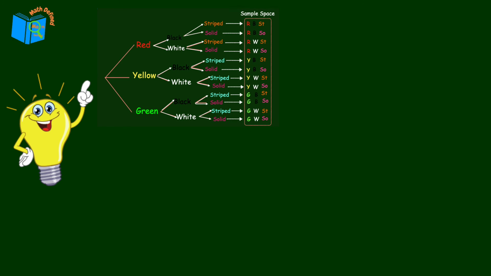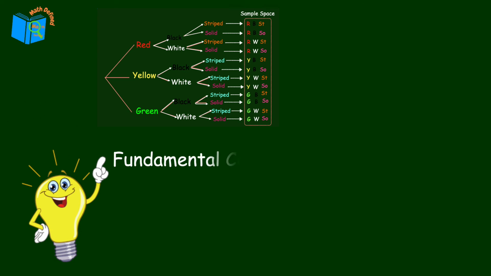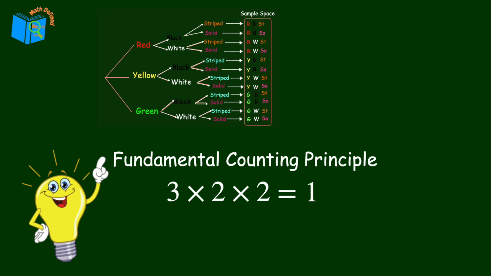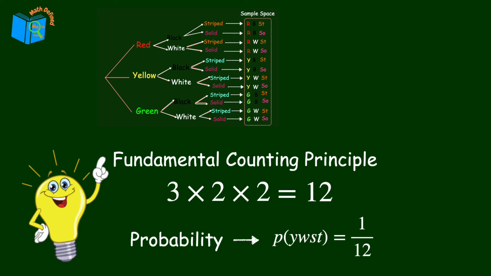Today you've learned how to build a tree diagram to find all the possible outcomes of a compound event and then list them in a sample space. You also learned how to use a shortcut, the fundamental counting principle, to find the total possible number of outcomes without building a tree diagram, and even figured out the probability, or the likelihood, of a specific event happening. You did an awesome job today.